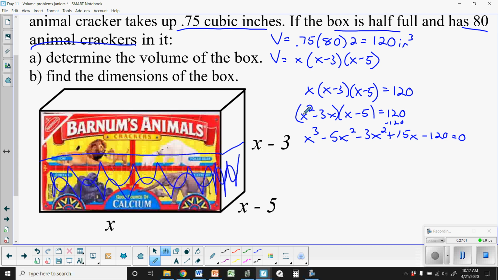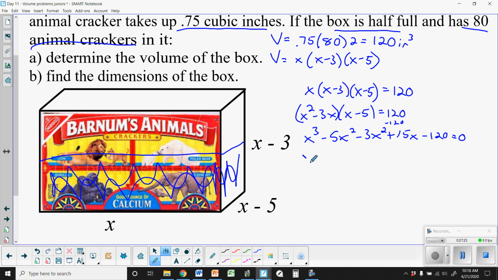Let's just double check this. So x squared times x was x cubed. X squared times negative 5x is negative 5x squared. So I multiplied that to both. Now I'm going to multiply negative 3x to x, negative 3x squared, negative 3x to negative 5 is positive 15. I'm just double checking because I know that sometimes I make mistakes here, just like I did.